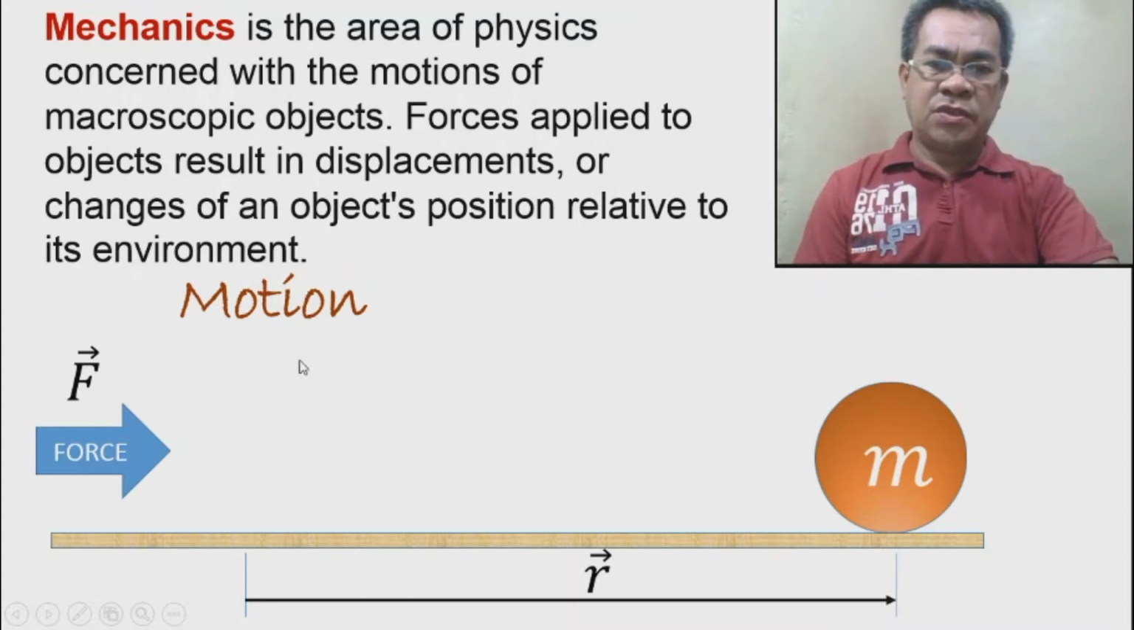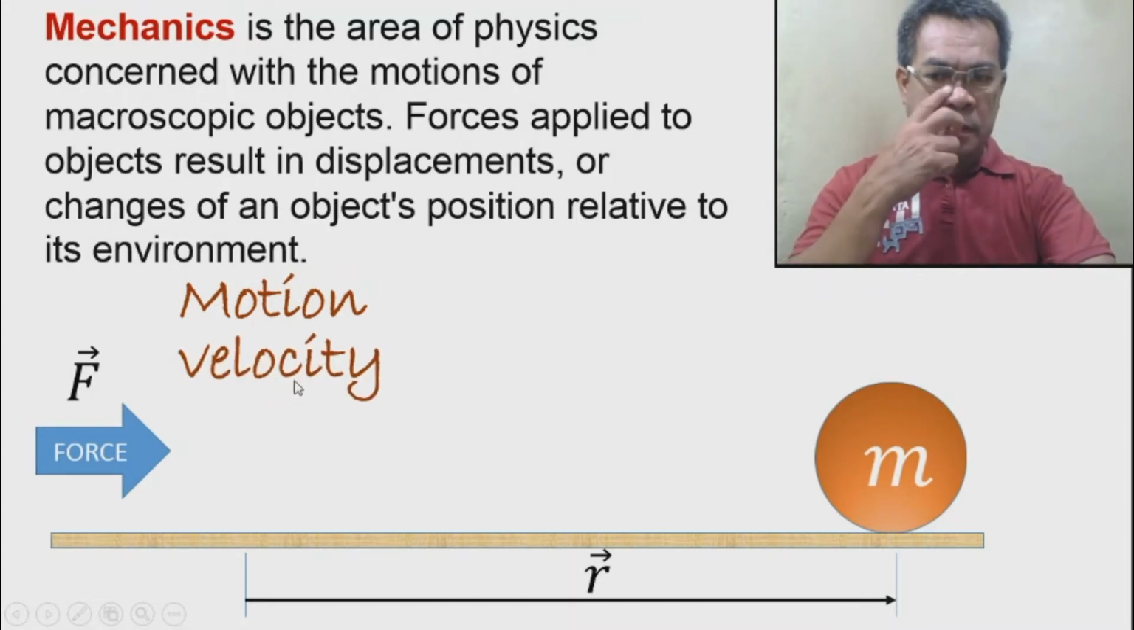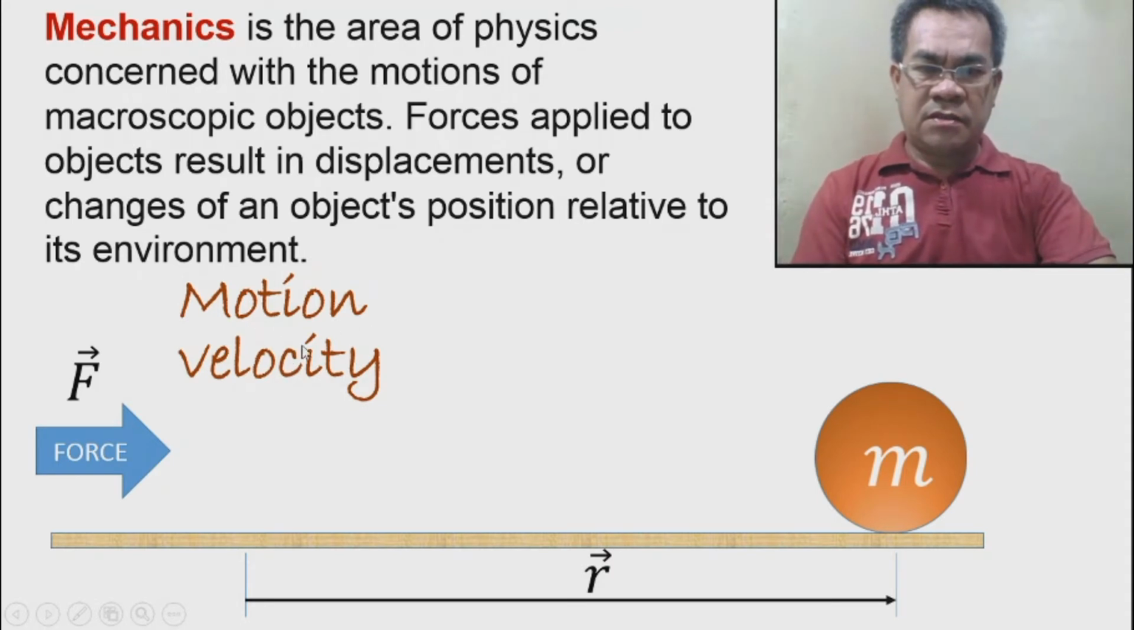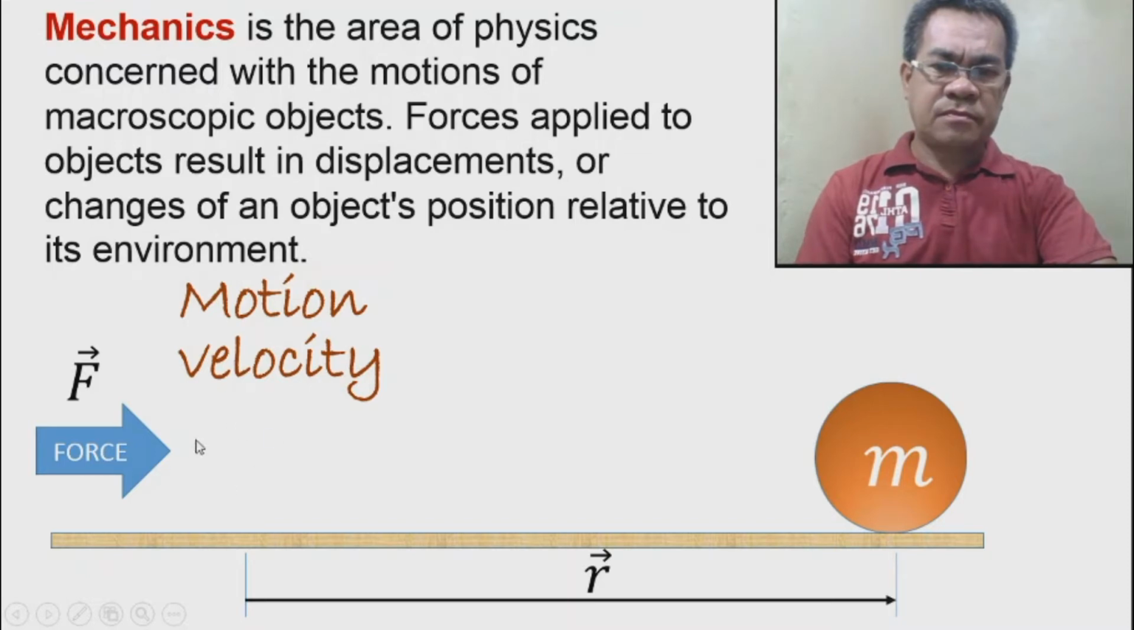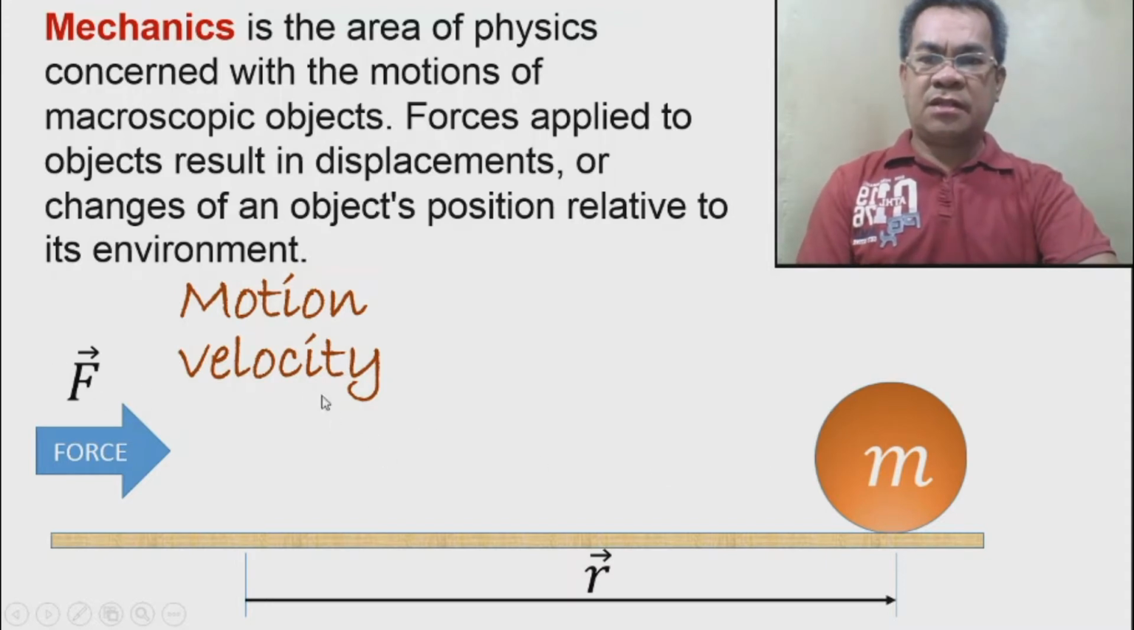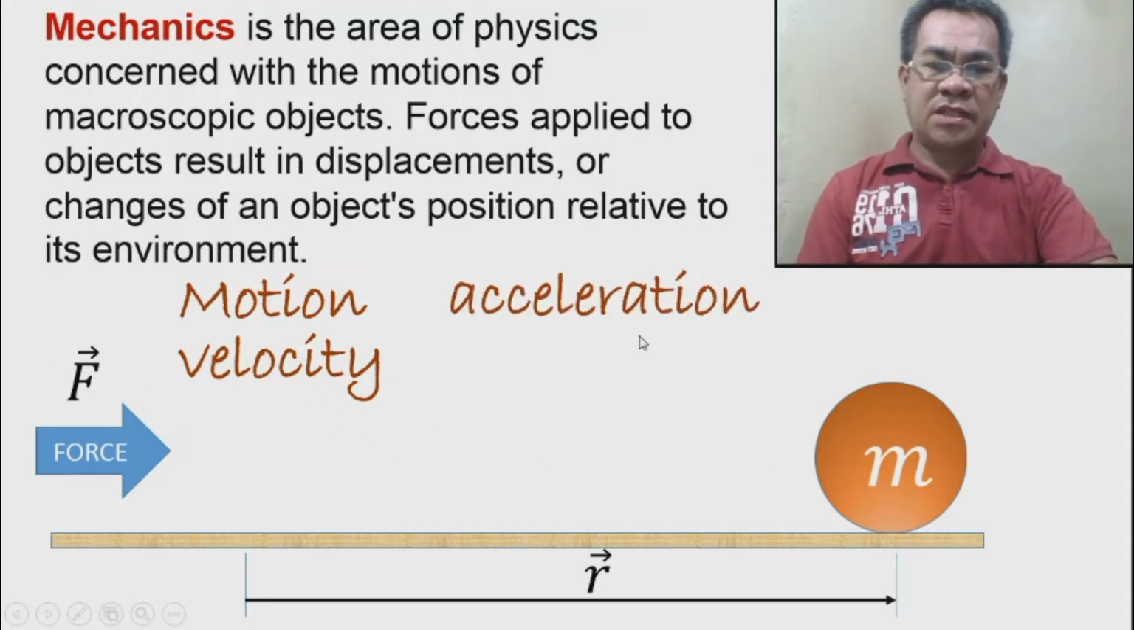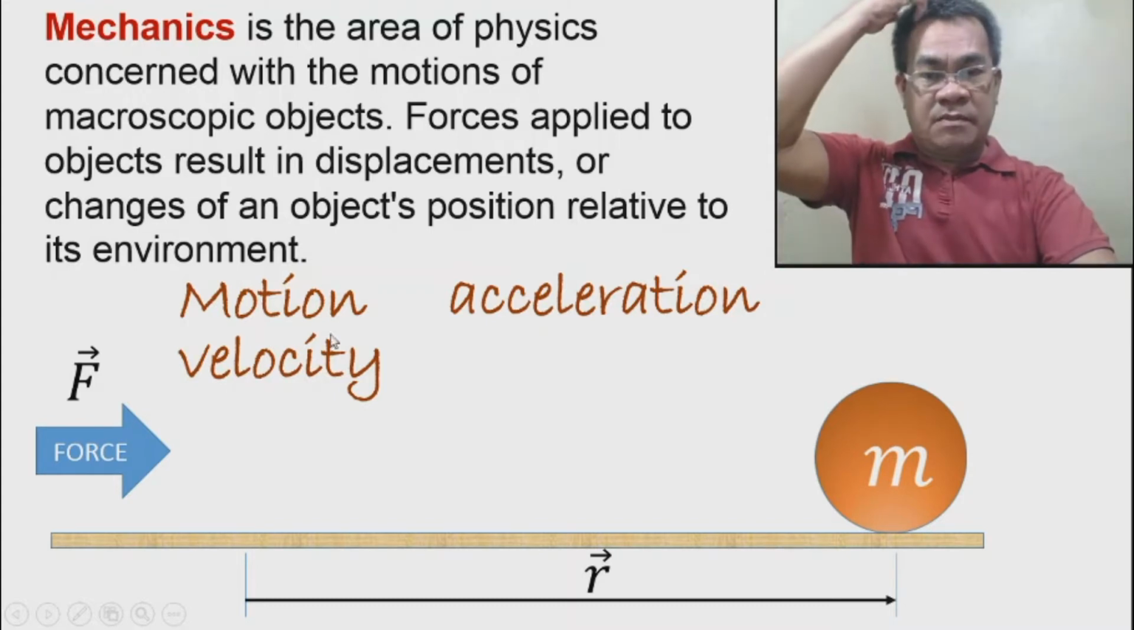Now the motion results in velocity. These are the quantities after the interaction between the two particles, applied by the force. Then if we have the velocity, we have the acceleration. The acceleration is the change in velocity per time, where velocity is the change in position with time, but acceleration is the change in velocity per time.